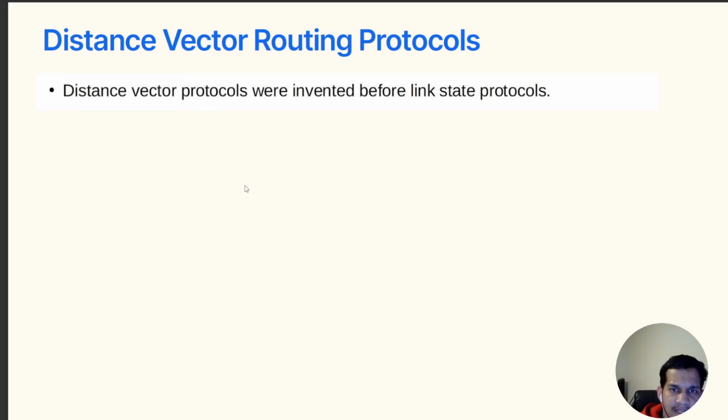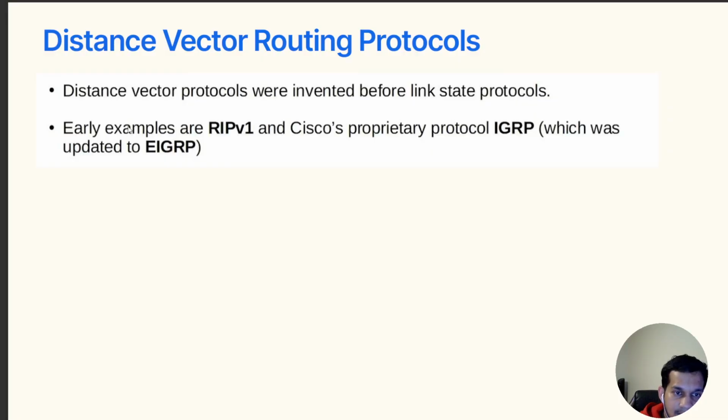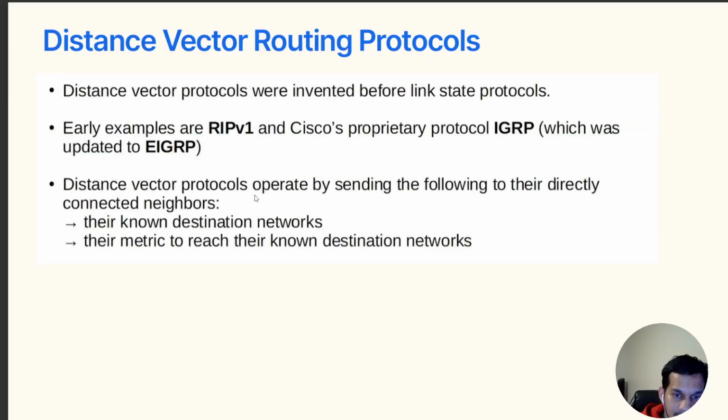So what is a distance vector routing protocol? Distance vector routing protocols were invented right before the link state protocols, and the early examples are RIP version 1 and the Cisco proprietary IGRP, which is now known as EIGRP. Distance vector protocols operate by sending the following to the directly connected neighbors: the known destination network and the metric to reach the destination network. So just two things, destination network and metric.